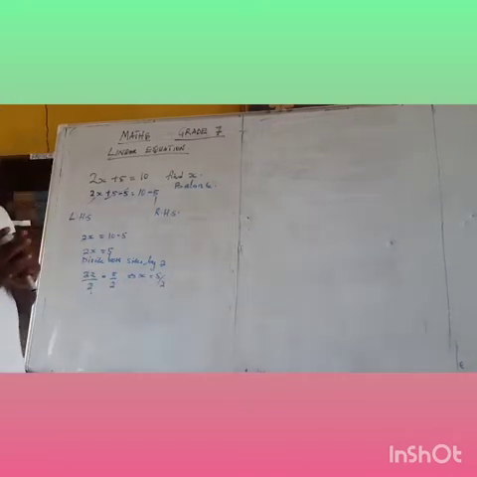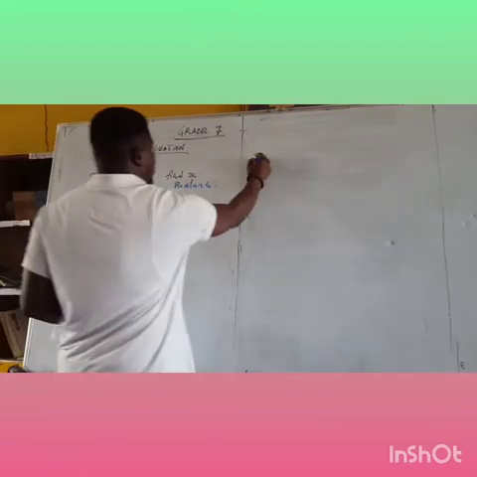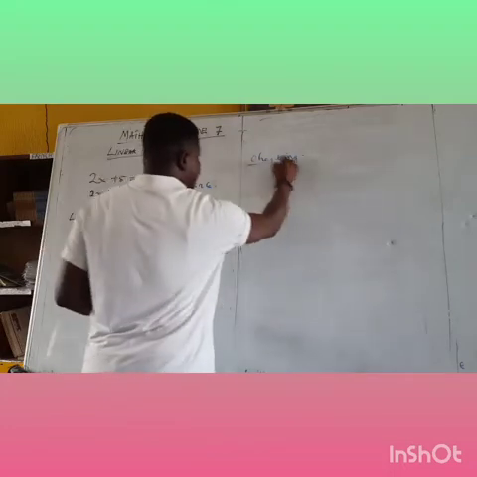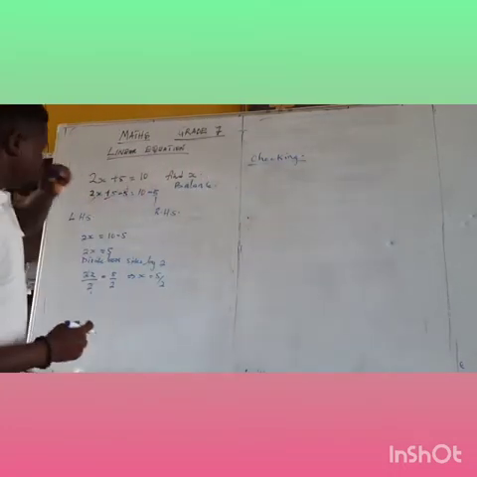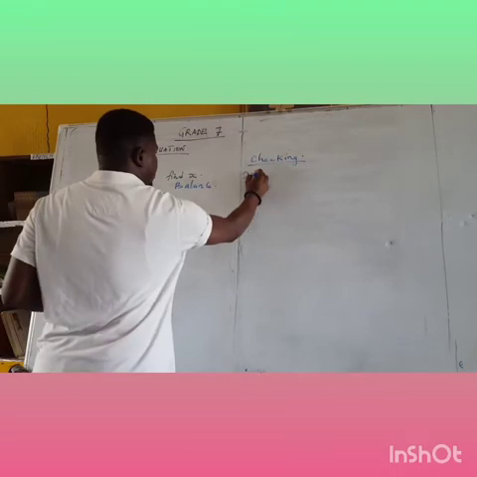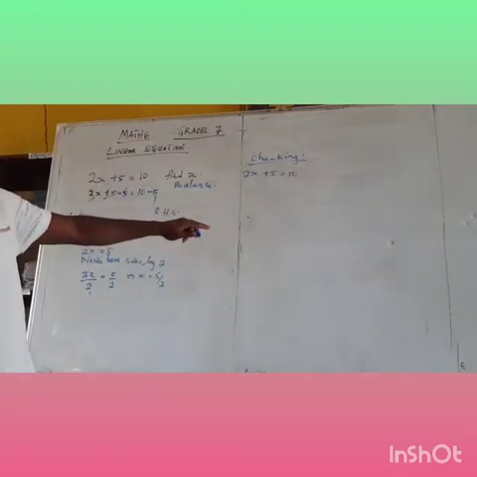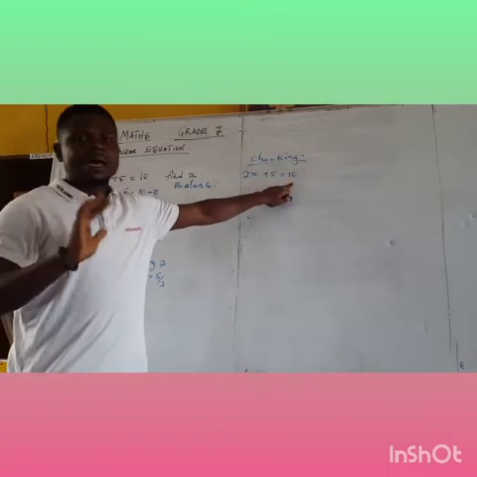How do you know that your answer is correct? There's what we call checking in any equation that you're solving, to ensure that your answer is correct. Now, we have 2x plus 5 is equal to 10. When I substitute the value of x and the result is 10, then my answer is correct.